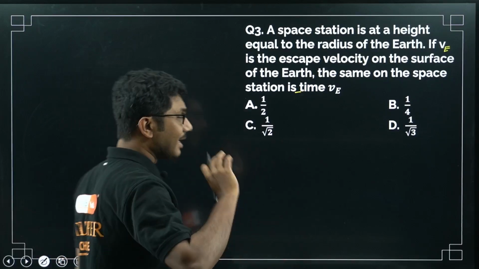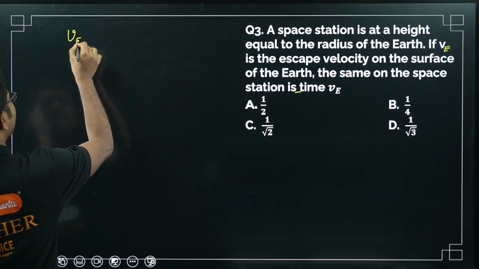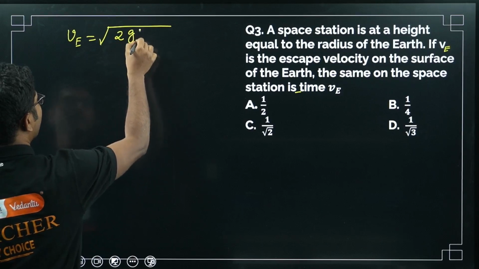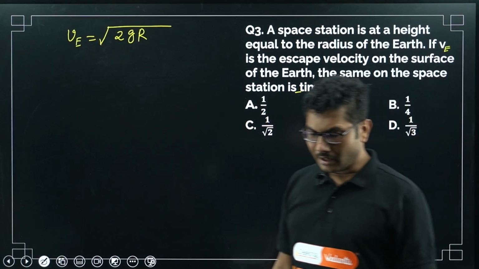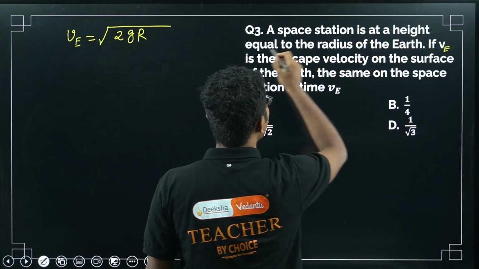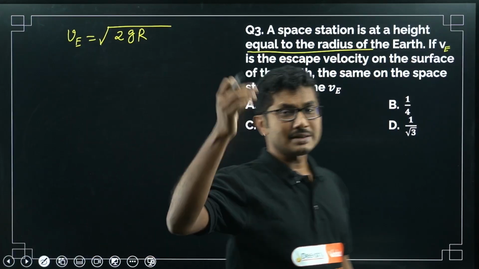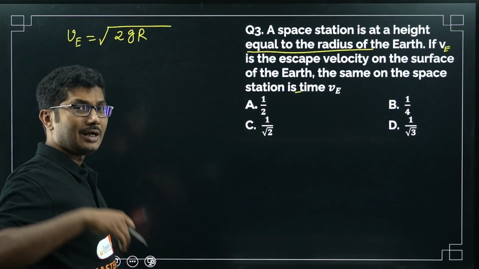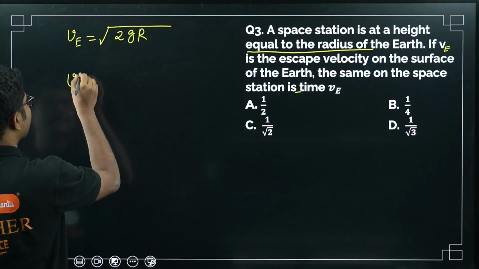So how much is the multiplier? That is the multiplier you want to find. So what is VE? On the surface of the earth, we know that the escape velocity is square root of 2gr. Right, here r is the radius of the earth. Now they have said that the space station is at a height equal to the radius of the earth. So the space station is rotating at a distance of 6400 kilometers, that is the radius of the earth. So what will be the escape velocity there? Suppose the escape velocity there is VE dash.